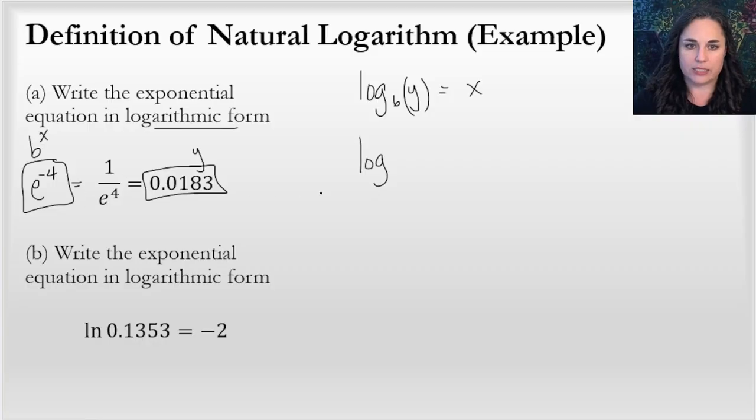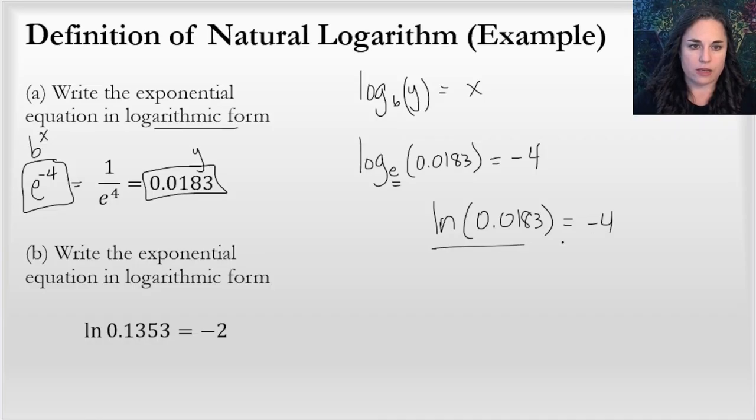I'm going to notice my base here is an e base. y is from the other side, 0.0183, and that has to equal x, which is negative 4. I don't prefer this form, log base e. We do not keep a log base e. When I see I have a log base e, I'm going to transfer it to a natural log. So this expression changes into logarithmic form: natural log of 0.0183 equals negative 4, and that's going to be the answer for that part.